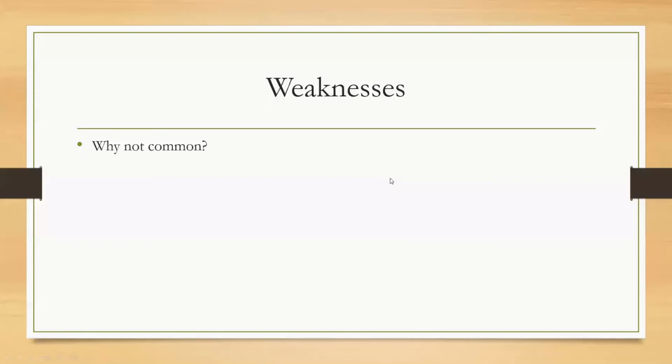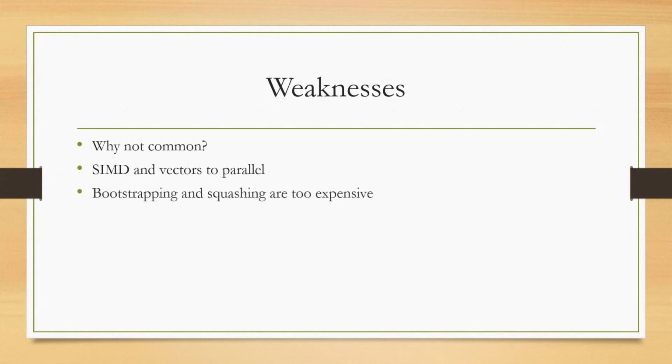So why hasn't fully homomorphic encryption been adopted yet? Gentry's scheme was based on encrypting single bits. So nowadays we need to use SIMD and vectors to use this in parallel efficiency. It's both pretty costly and quite hard to implement. Bootstrapping and squashing are usually the most expensive operations by orders of magnitude.